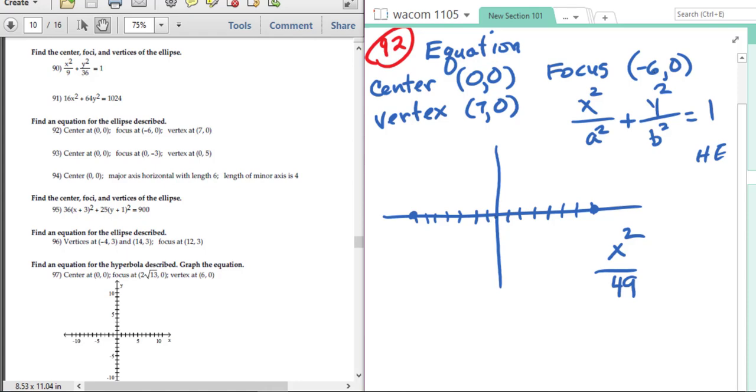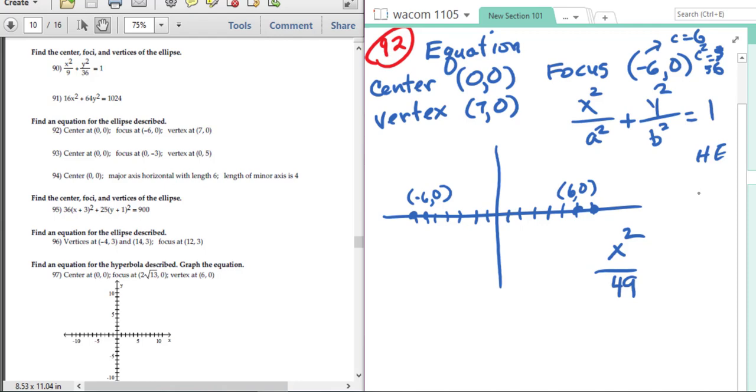I've also been given my focus, which will give me c. So it is (-6, 0), and I also have one at (6, 0). It gives me c equals 6, and c squared will be 36. So I need that in order to find b for the equation.